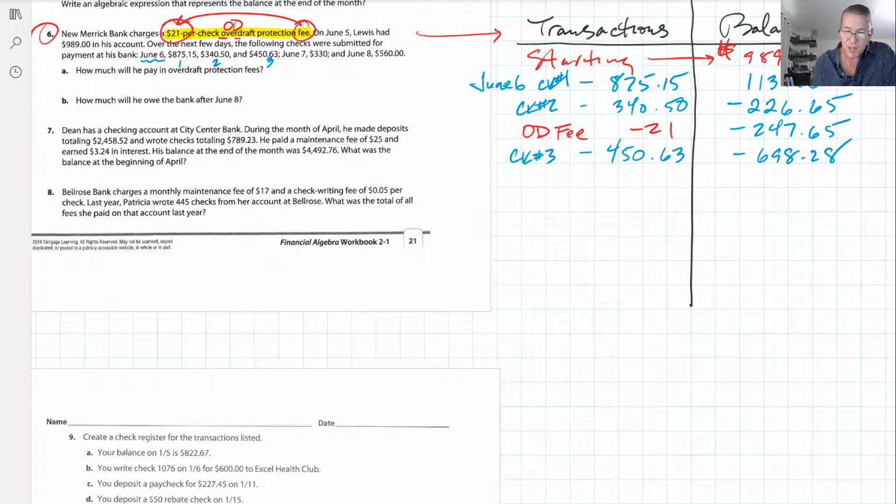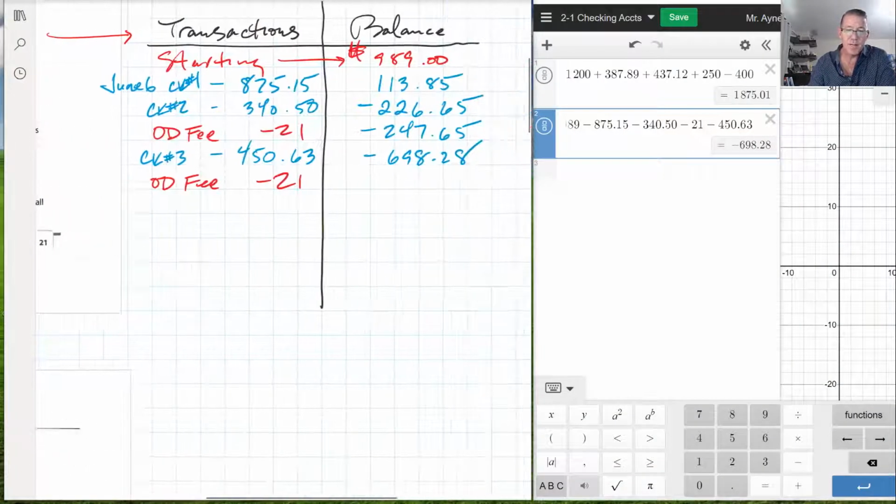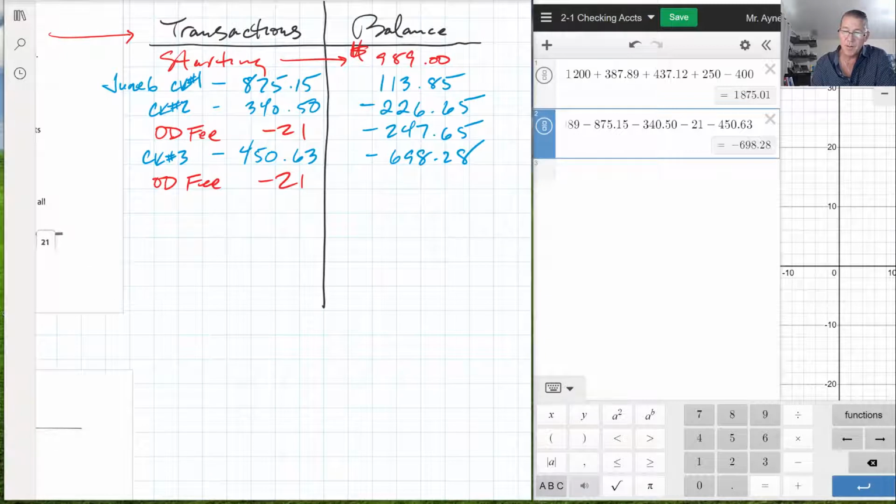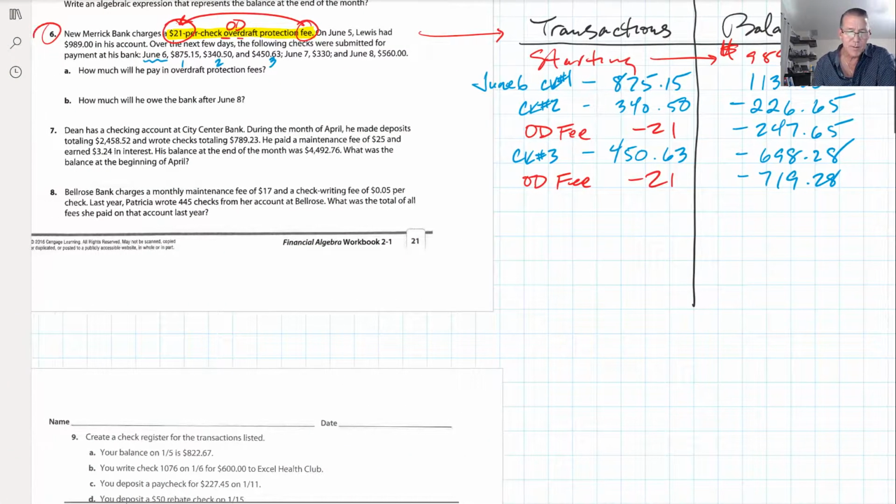And because of this, when check number 3 comes in and clears the bank, you get assessed another fee of $21. Every single time a debit comes in, whether it's a check or an ATM debit, it really doesn't matter, you're going to get assessed another $21 fee. So subtract $21 more, and now we're at negative $719.28. This is getting terrible. All right, let's go back to the problem. That's all on June 6th.